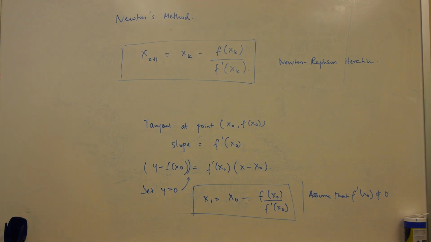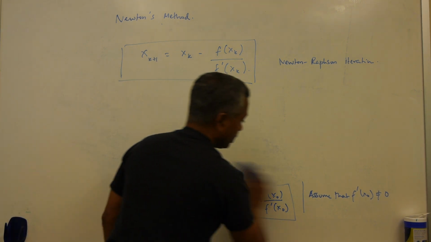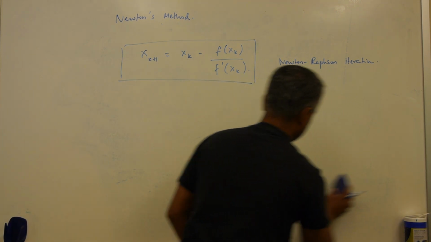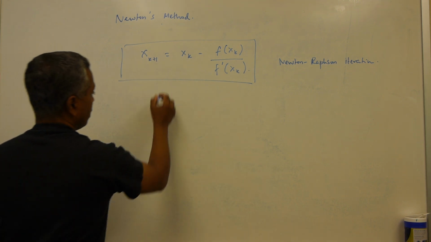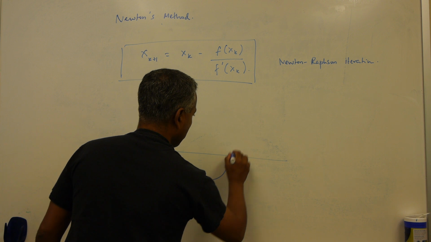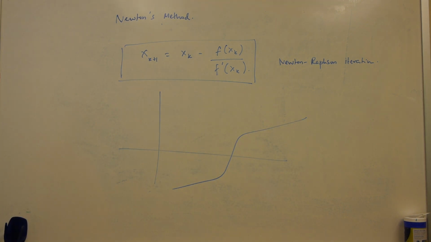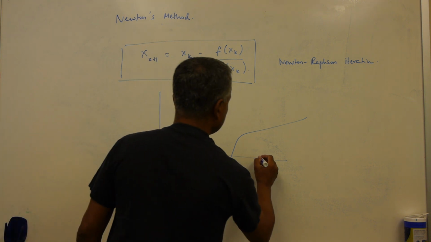It turns out that this method actually does not always converge. So let me give you a simple example of a function where this method may not actually converge. So let's say you have a function that kind of looks like this, and let's say your initial iterate was right here somewhere.